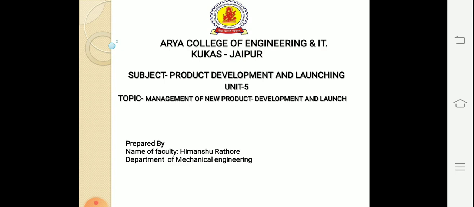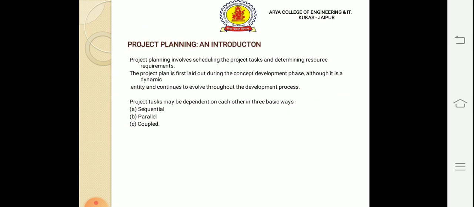Today we are going to discuss our topic, Management of New Product Development and Launch, from the subject Product Development and Launching. In our lecture two, we are going to cover the topic Product Planning and Introduction. What is Product Planning?